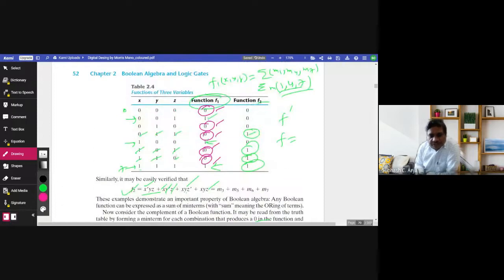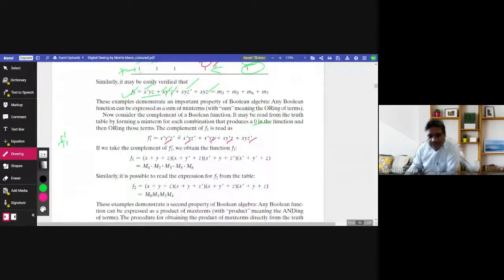So f1, this one. So this is what? This is x bar y z. X bar y z is there. Yeah, x bar y z is here. Okay, it means f1 complement is formed where the function produces a 0. In this way we can write this f1 complement. Now f1 complement is nothing but your max term.